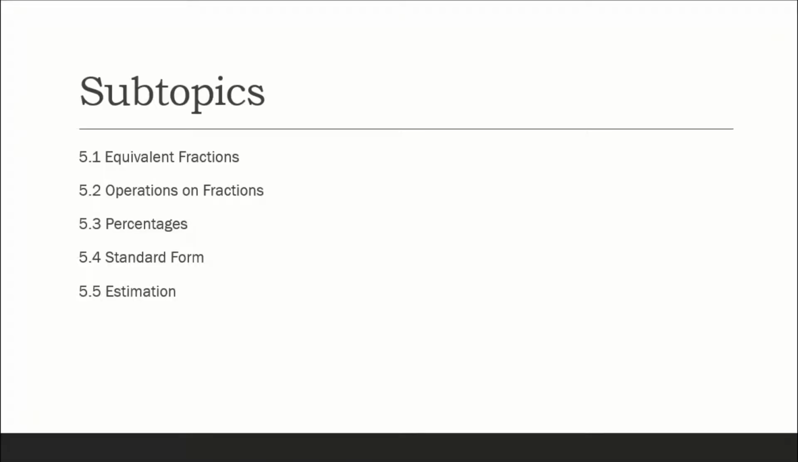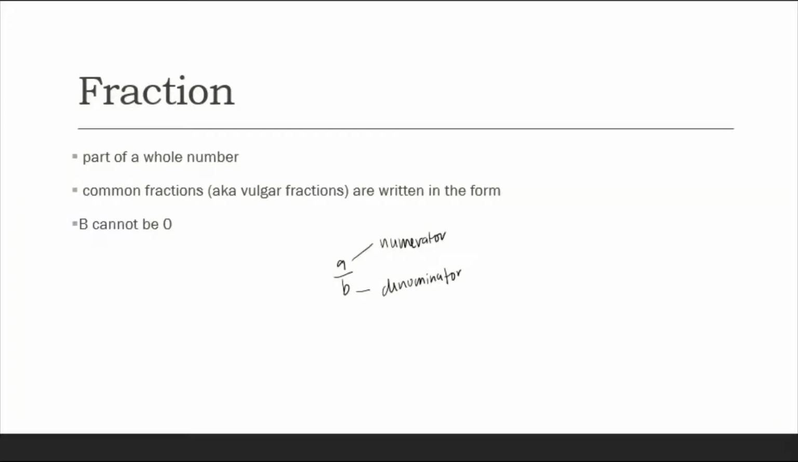So these are the 5 subtopics for the chapter. A fraction is part of a whole number. Common fractions are written as numerator over the denominator. A, the numerator, and B, the denominator, can be any number, but B cannot be 0.